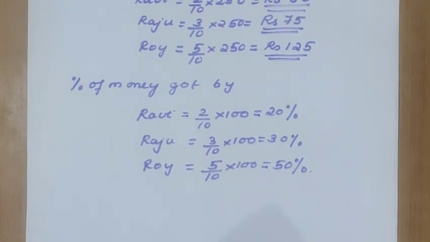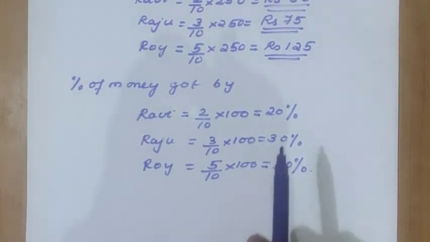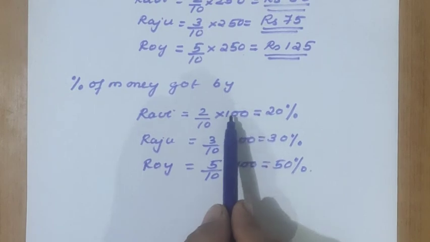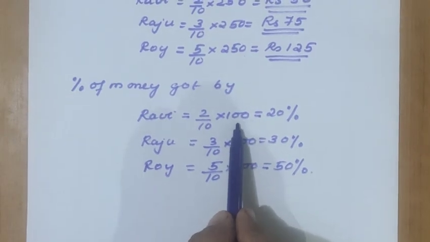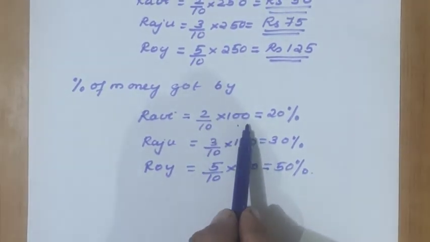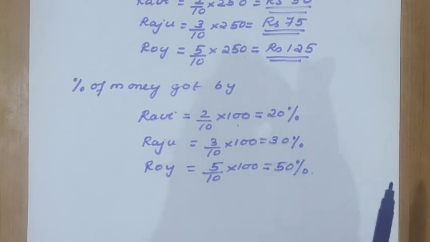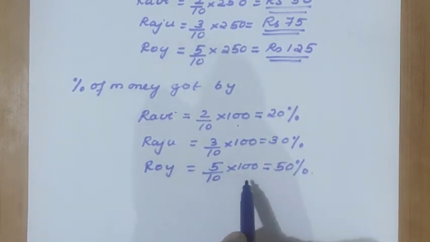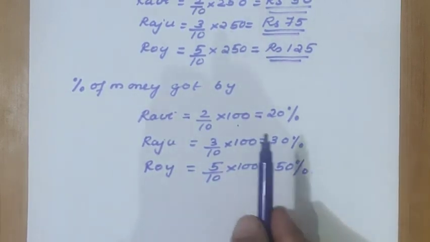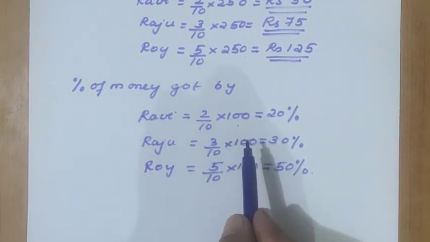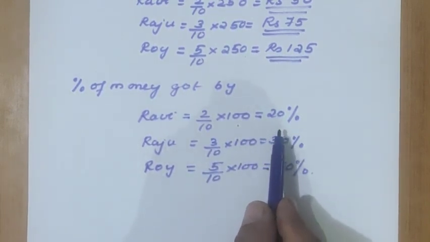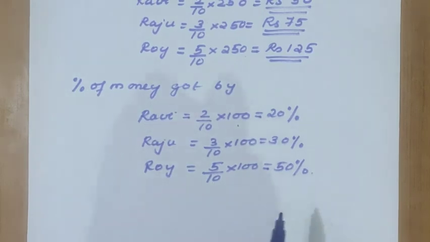Percentage of money got by Ravi, Raju, Roy also we have to calculate. So for percentage, instead of 250 we should go for 100. So 2 by 10 into 100 is 20%. Similarly for Raju, 3 by 10 into 100 is equal to 30%. Roy, 5 by 10 into 100 is equal to 50%. So if the percentage of money is asked, then we can do it like this, and the answers are 20%, 30% and 50%.